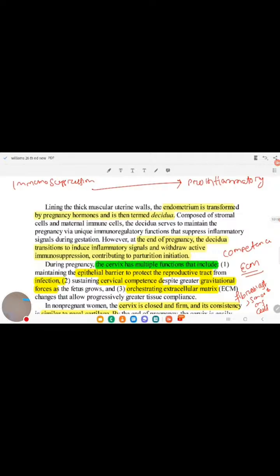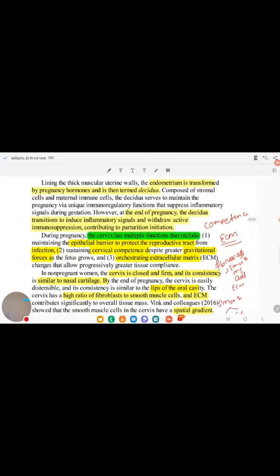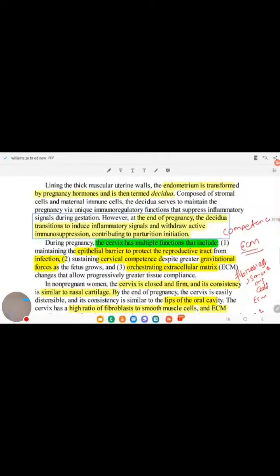Then, lining the thick muscular uterine wall, the endometrium is transformed by pregnancy hormones into what is called the decidua. What is the decidua? Due to the effect of pregnancy hormones, the endometrium transforms into decidua. Composed of stromal cells and maternal immune cells, the decidua serves an immunoregulatory function, suppressing inflammatory signals during gestation. At the end of pregnancy, what happens? The decidua transitions to induce inflammatory signals and withdraws the active immunosuppression, which contributes to parturition initiation.